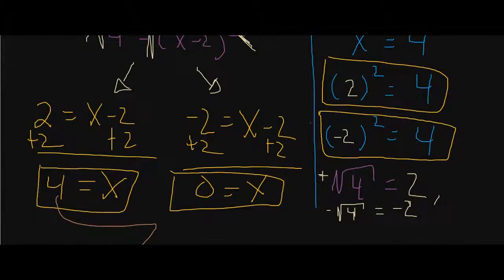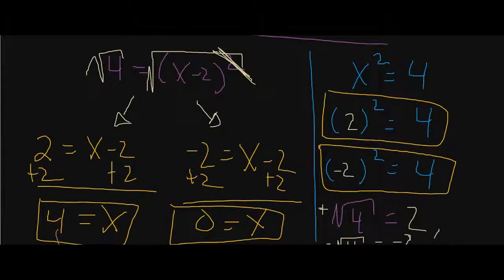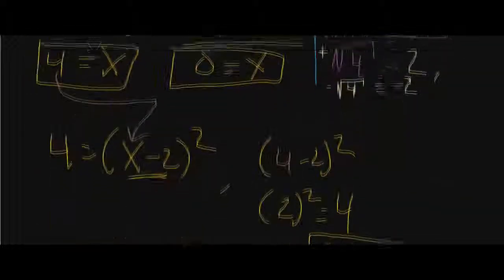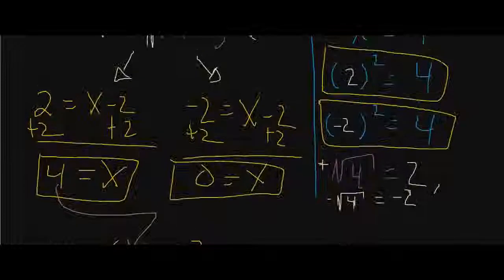So I hope this makes sense as to why, when we take the square root, whatever number this is, we're going to put a positive and negative. So square root of 4 is 2. So we're going to do 2 is equal to x minus 2. And then we're going to do negative 2 is equal to x minus 2. Hopefully this helps you understand how to do these problems right here and why we get 2 solutions.